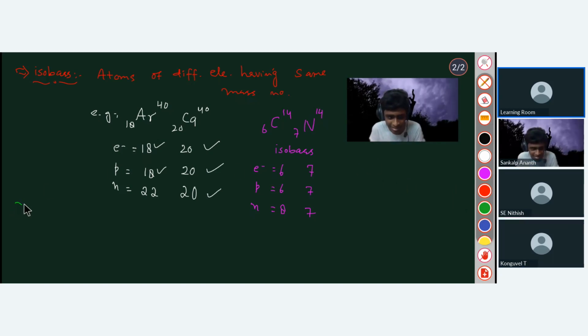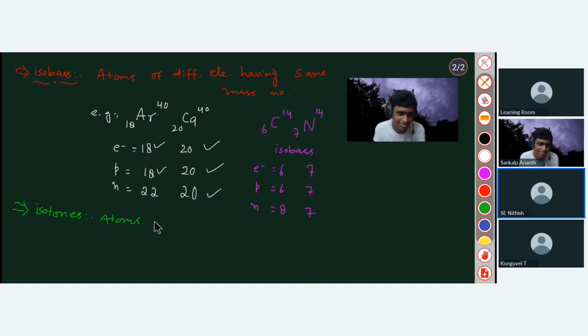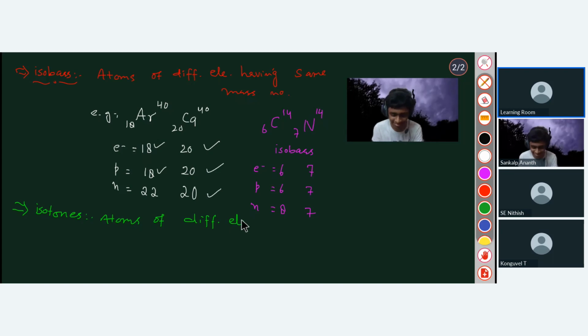So now can you tell me what are isotones? They are simply atoms of different elements having the same number of neutrons.